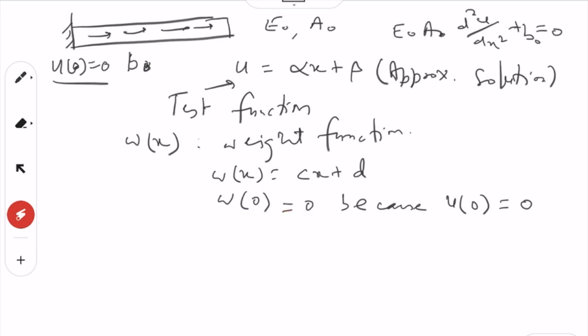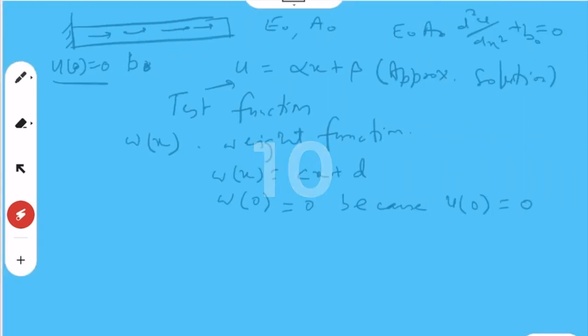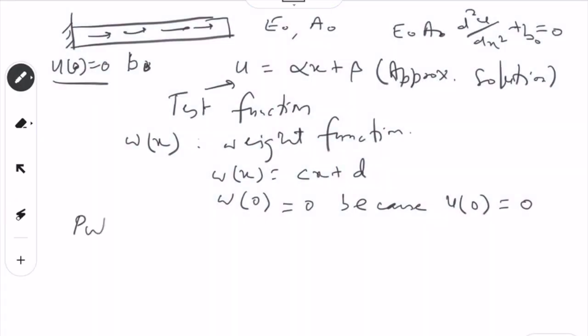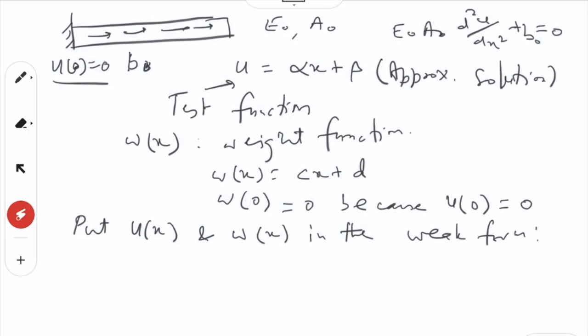Now these conditions, this test function and this weight function, both we are going to put in the weak formulation. So put u(x) and w(x) in the weak form. And then what do we get? We get here WL. We also have a condition here in the weak form.